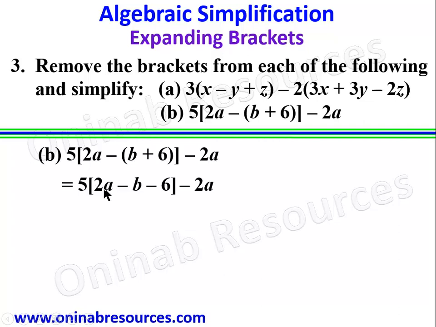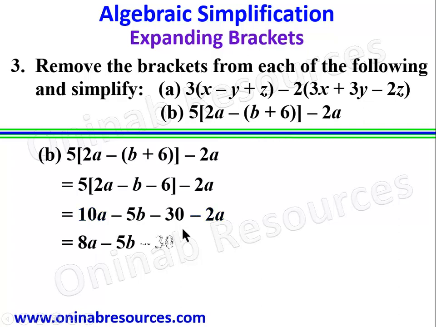So 5 times 2a gives 10a. 5 times negative b gives negative 5b. 5 times negative 6 gives negative 30. Then minus 2a. Collecting the like terms, 10a and negative 2a are the only terms with a. The other terms are with b, and this is a constant term. So 10a minus 2a gives 8a minus 5b minus 30. And that is the end of the problem 3.